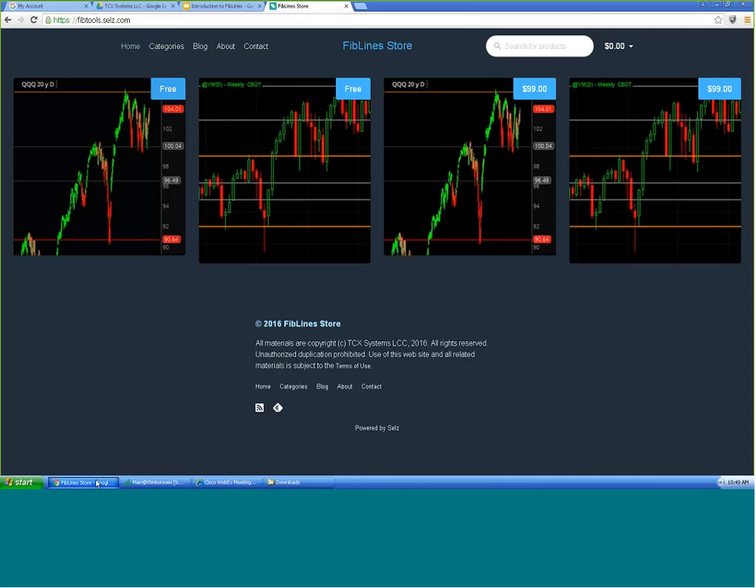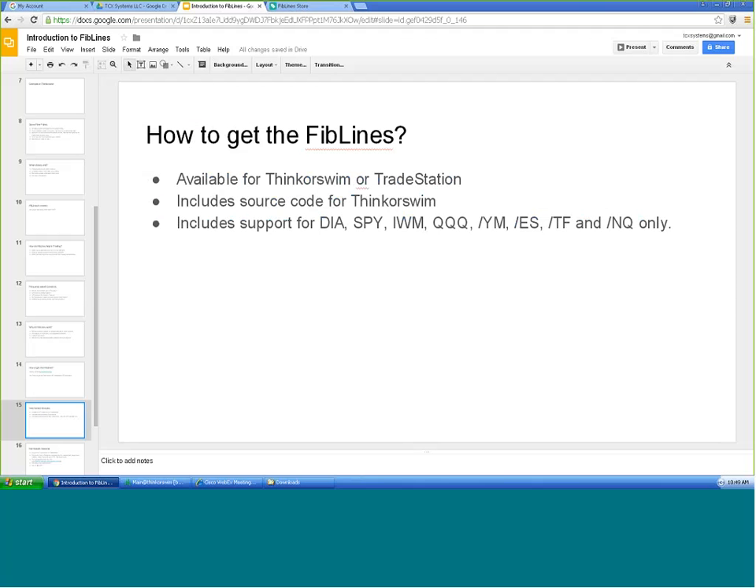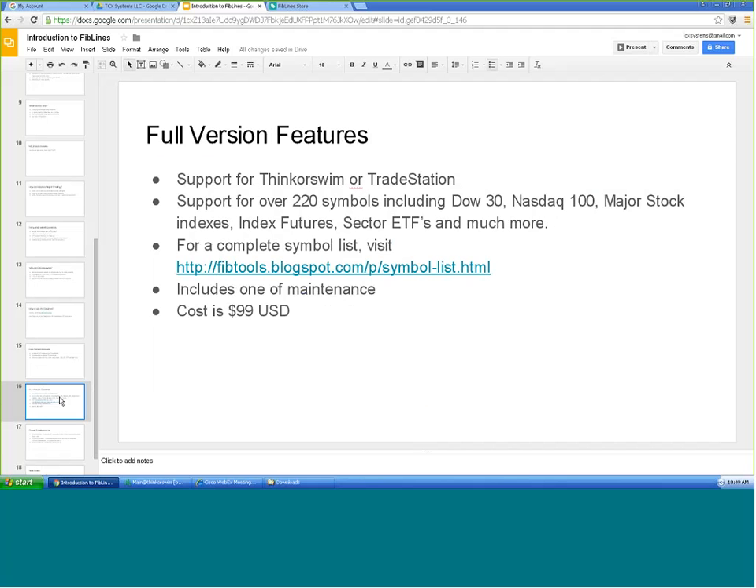What do you get for that? Let's go back to the presentation. The free version, again available for Thinkorswim and TradeStation, includes the source code. For Thinkorswim, I didn't want to give you the source code, but there was no way to protect it, so you have that if you want to maintain the indicator and the lines going forward. It includes support for DIA, SPY, IWM, the major ETFs, and their continuous contract futures equivalents. That is free of charge.